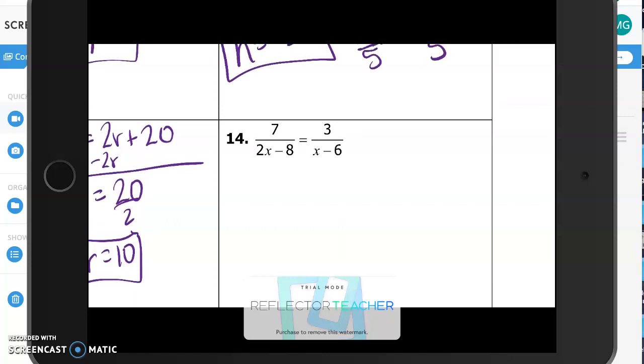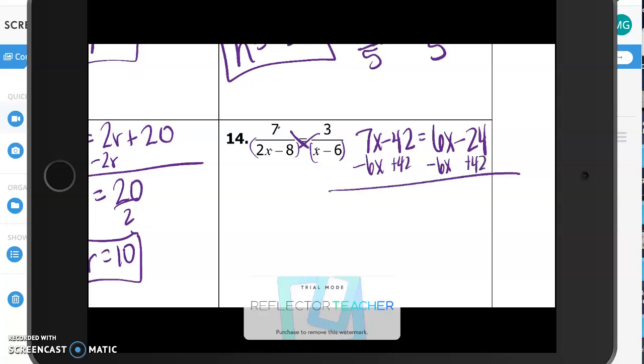For 14, I notice this one is going to give me 7x. This one will give me 6x. So I want to do this one first. 7x minus 42. Again, distribute the 7 to both of them. Equals, distribute the 3 to both of those, 6x minus 24. Subtract 6x from both sides, add 42 to both sides. Again, all at once if you feel comfortable with it. That gives me positive 1x, so just x equals negative 24 plus 42 is positive 18. So x equals 18.